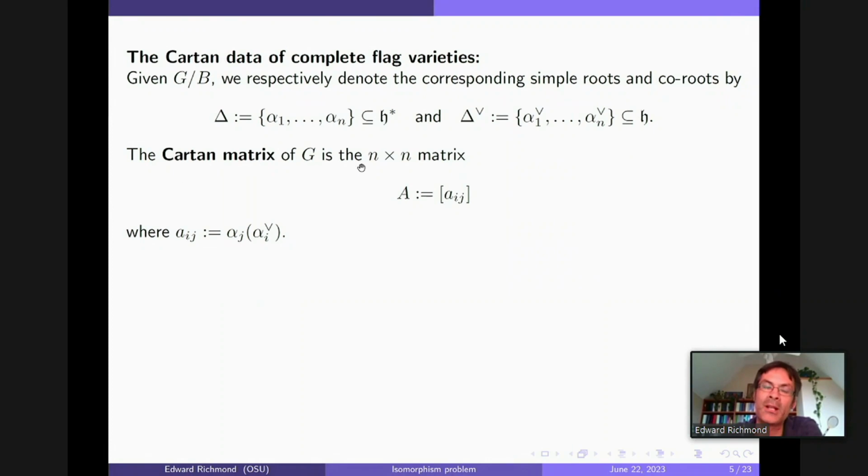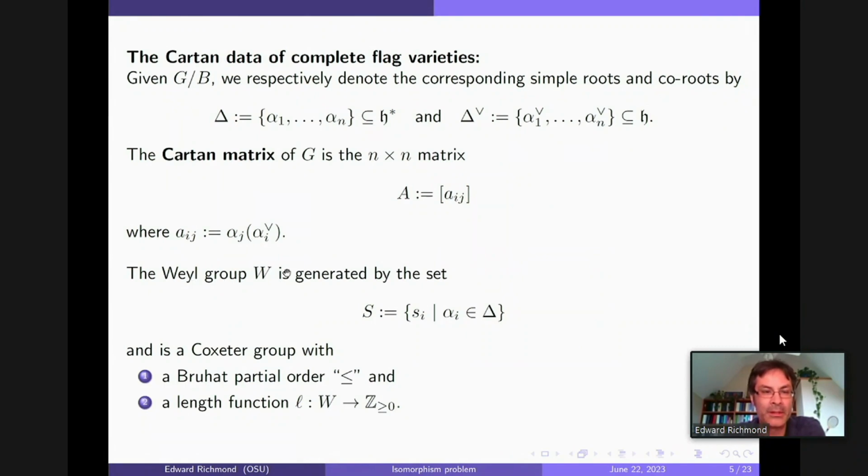And we're going to define the Cartan matrix of G to be the n by n matrix A, where the matrix entries are simply the roots evaluated at coroots. I'm going to give some examples if you're not familiar with this. But Cartan matrices of Lie groups, you can find a list of them on Wikipedia or Bourbaki. So these aren't very mysterious things.